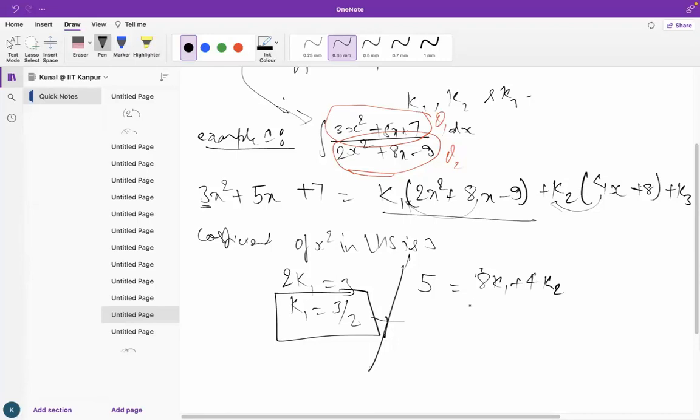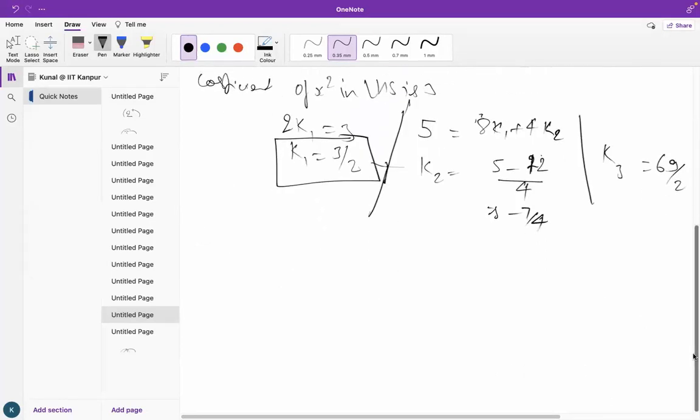And when we solve this, we get the value of k2 equal to (5 minus 12) by 4, which is equal to minus 7 by 4. Okay. And when we solve for k3, we similarly get 69 by 2. Try to solve the constant term, so you get 69 by 2.